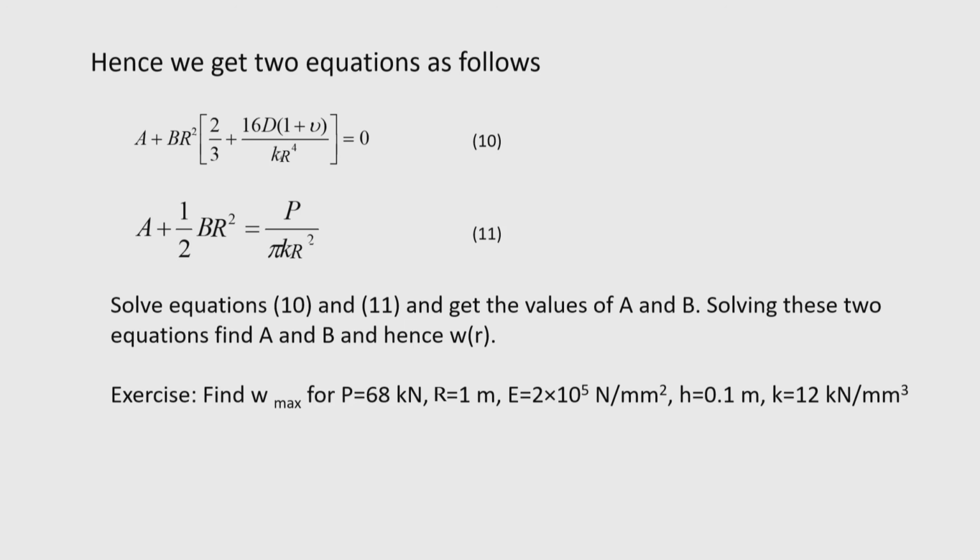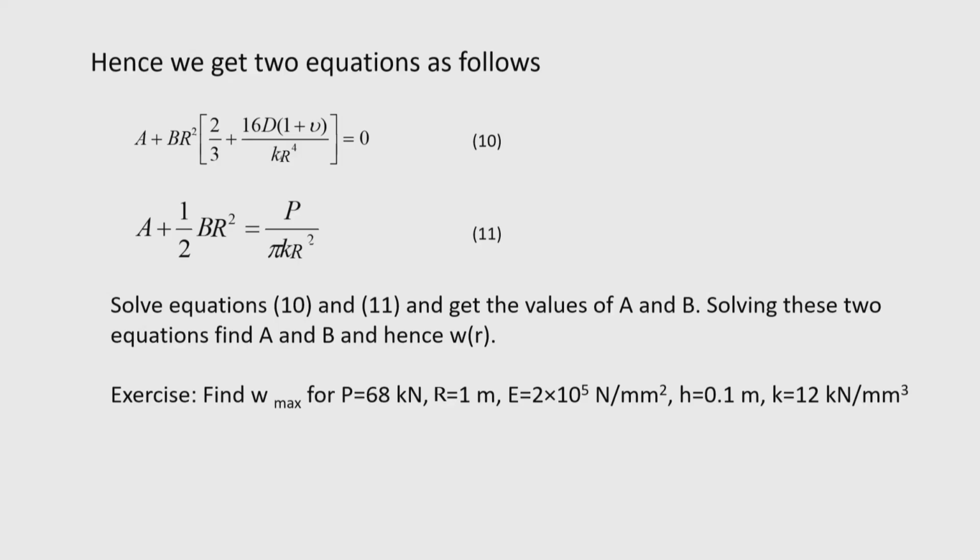Here, say P is equal to 68 kilonewton, the radius of the plate is 1 meter, and the modulus of elasticity, say for a steel plate, is 2 into 10 to the power 5 Newton per mm square. The thickness of the plate can be taken as 0.1 meter, that is 100 mm, and K, the modulus of subgrade reaction, is taken as 12 kilonewton per millimeter cube. By adopting this data you can find the deflection of the plate.